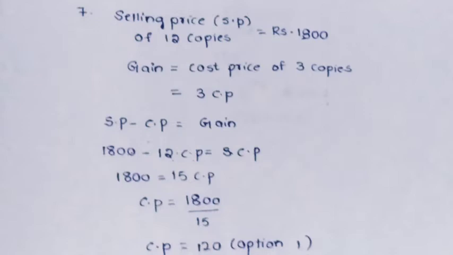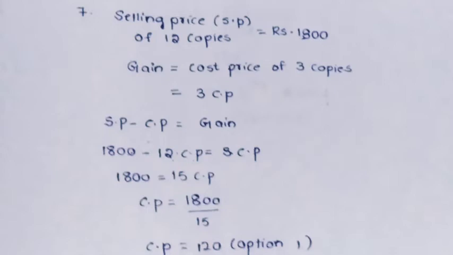So we all know that gain is nothing but selling price minus cost price. So here we have the selling price as 1800. So putting that value in selling price, we have 1800. Now this selling price of 1800 is of 12 copies. So I am taking the cost price of 12 copies also. Now substituting the values, that is 1800 minus 12 books cost price is equal to 3 books cost price, because it is already given that the gain is the cost price of 3 copies. So after solving this, I got the cost price of 1 copy as 120.